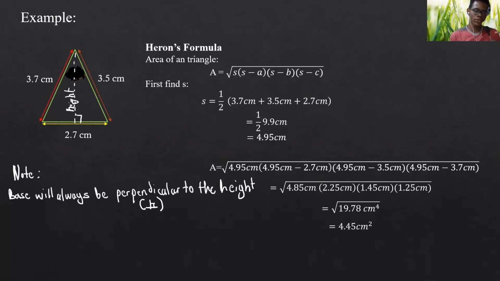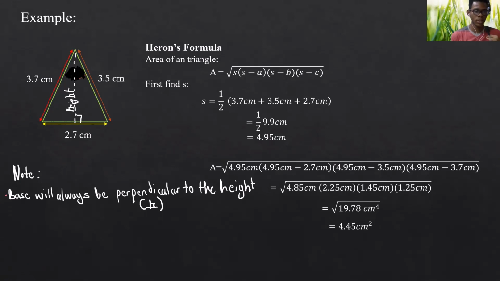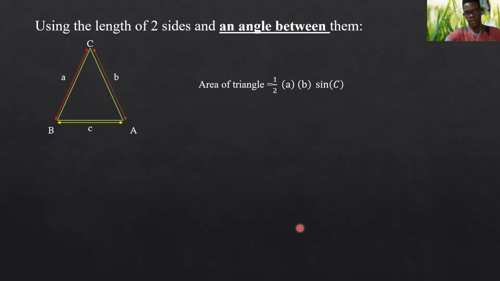And don't forget this statement here. It doesn't just apply to triangles, it applies to all shapes, right? The base and the height are always perpendicular to each other. Any questions? Now, the next formula is using the length of two sides and the angle between them.